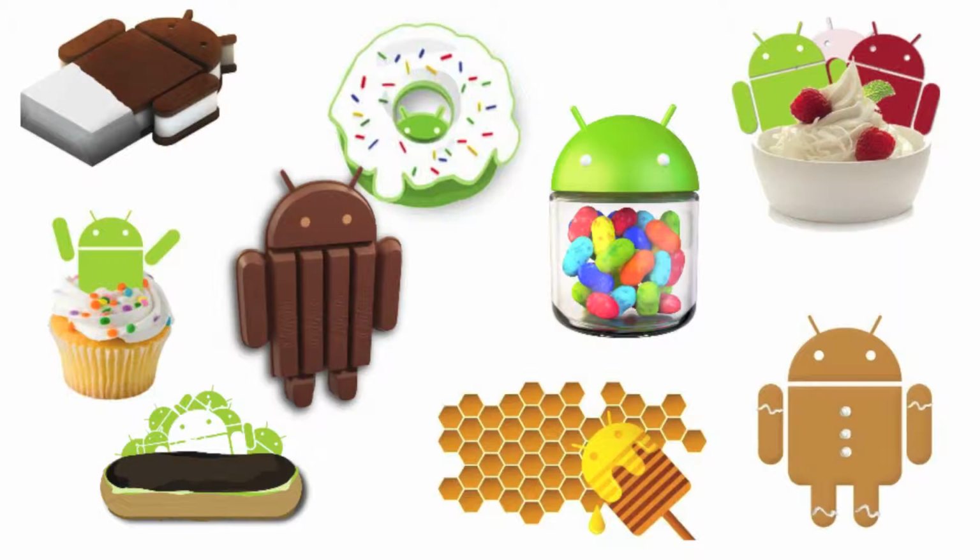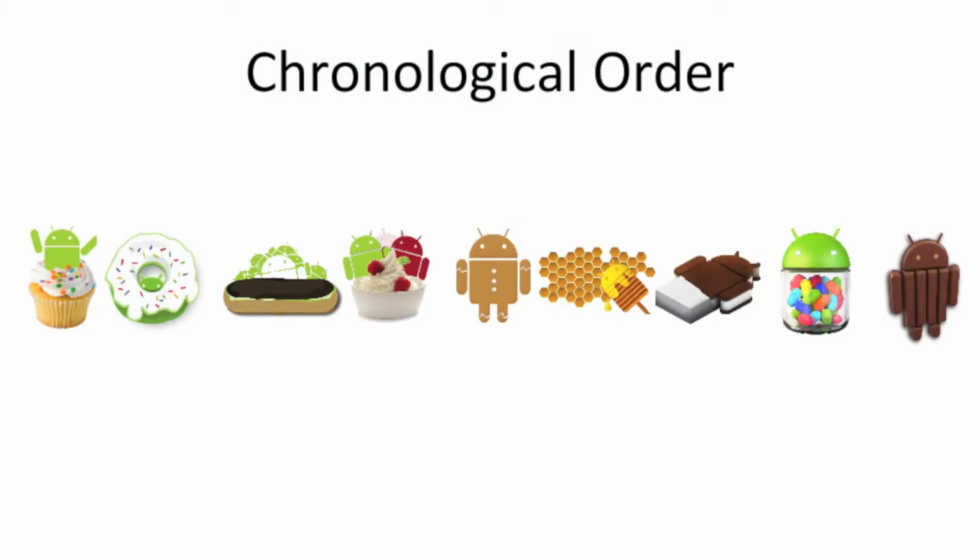So for your next job, I'd like to place those in the correct order, starting with the earliest on the left and the latest on the right. So pause the video now and have a go. Have you done that? Let's see if you're right. So there's the chronological order based on the versions. So Cupcake was the very first version, and the latest version is Kit Kat, which is just coming out now.